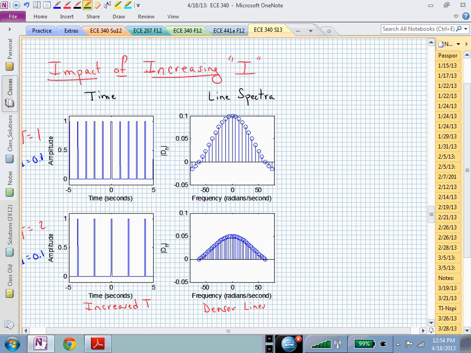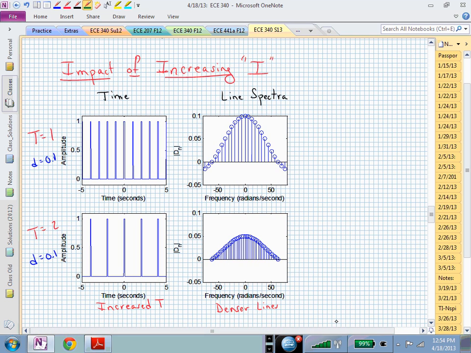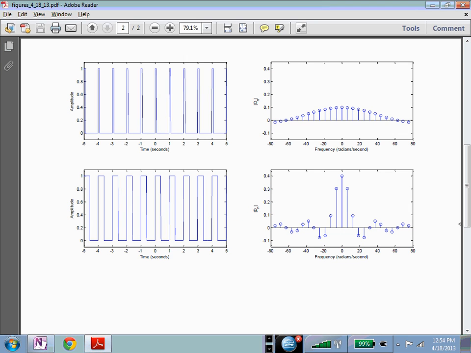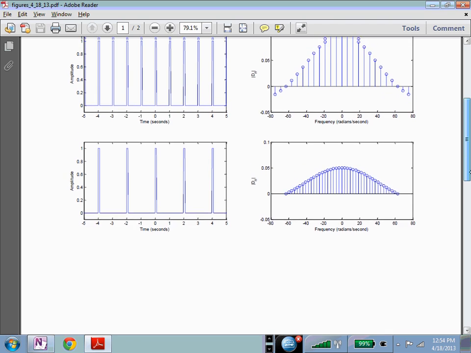And here is a picture of that, a MATLAB type picture. Here's the impact of increasing the period, capital T. The left pictures are the time domain waveforms. The right column is what's happening in the frequency domain.